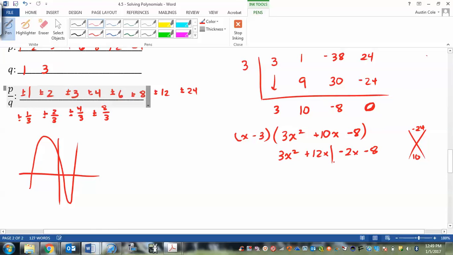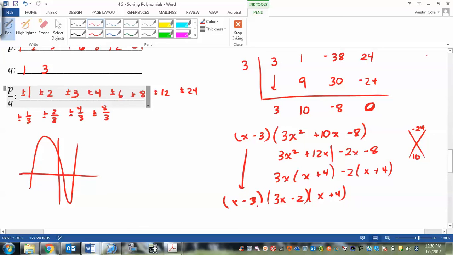And again, now we're factoring by grouping. Let's factor out a 3x, so I'm left with x plus 4. Let's factor out a -2, so I'm left with x plus 4. And so my two factors are 3x minus 2 and x plus 4. And then don't forget to bring this one down, x minus 3.